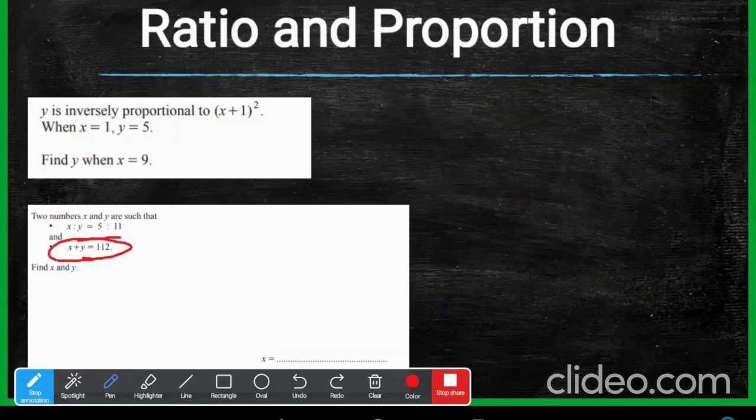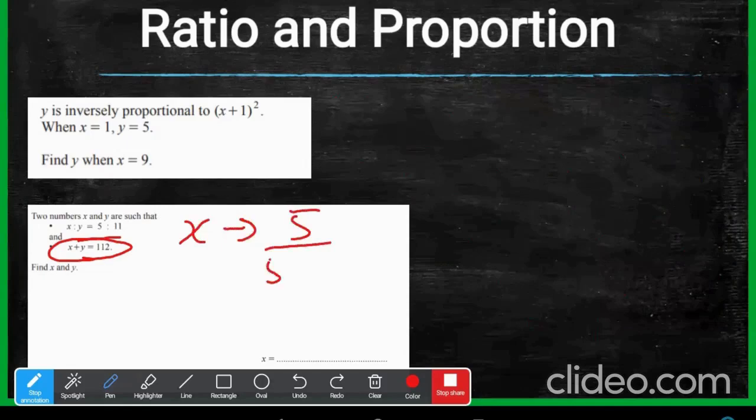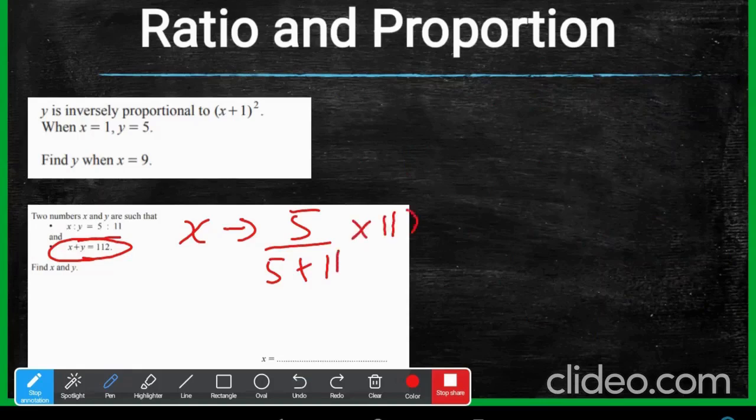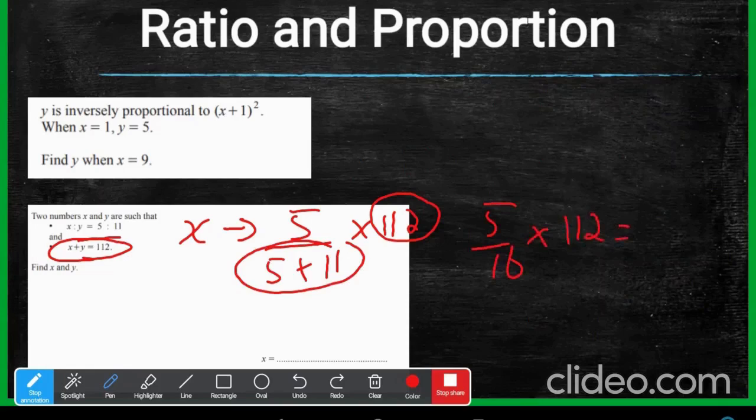So first I will find the value of x. The ratio of x is 5 and the total ratio in the denominator, multiplied by the total amount. The total ratio is 16, multiplied by 112. This is the total amount and this is the total ratio. So 5 upon 16 multiplied by 112. We just need to calculate this. I know the calculator is not allowed for you. So the answer will be 35.